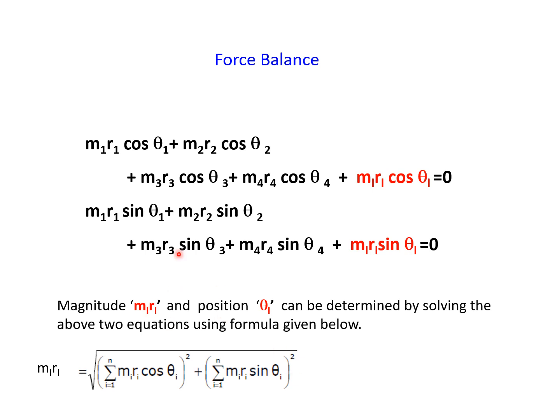In force balance we will take again horizontal components of MR and vertical components of MR. M1 R1 cos theta 1, M2 R2 cos theta 2, and so on up to ML RL cos theta L are the horizontal components, and M1 R1 sin theta 1 plus M2 R2 sin theta 2 plus so on up to ML RL sin theta L are the vertical components. From these horizontal and vertical components we will find ML RL and the angular position theta L, and from ML RL we can find ML as RL is known to us.